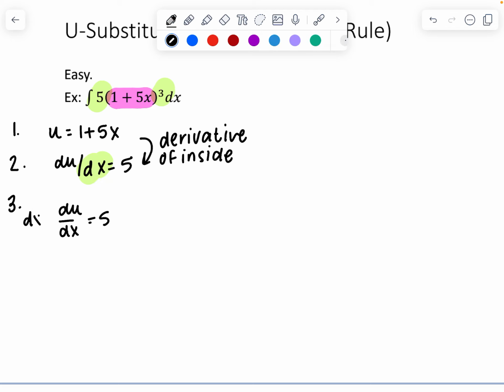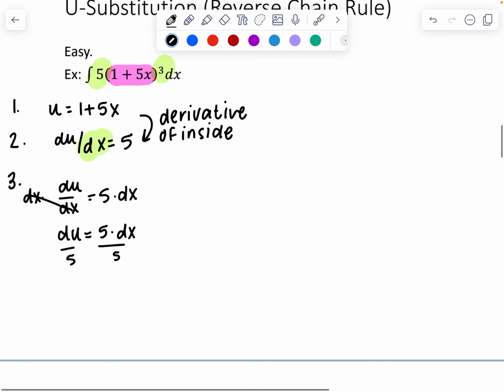I'm going to multiply both sides by dx. These cancel out. I'll get du equals 5 times dx, and my goal here is to get dx alone, so I'll divide both sides by 5. I'm going to get du over 5 equals dx. So I have effectively solved for dx.